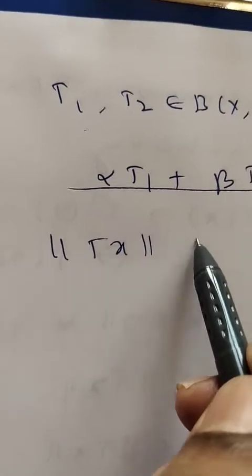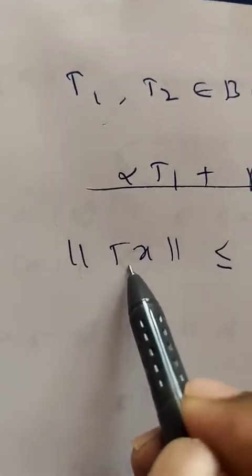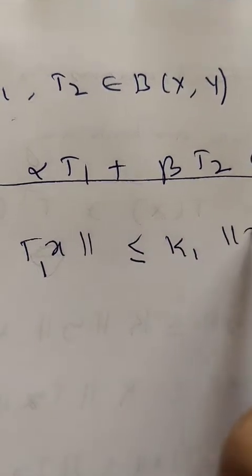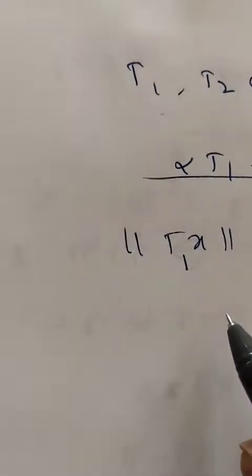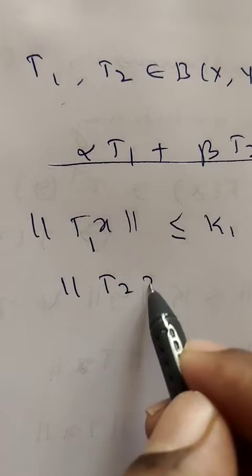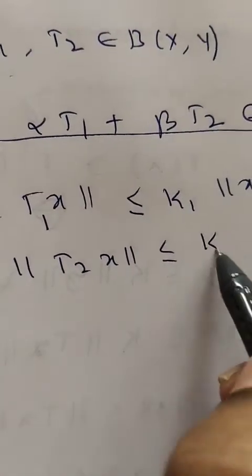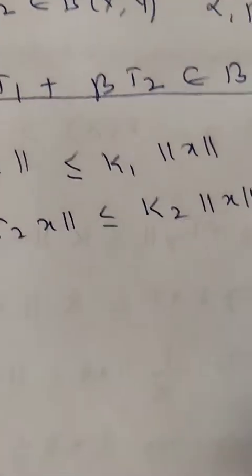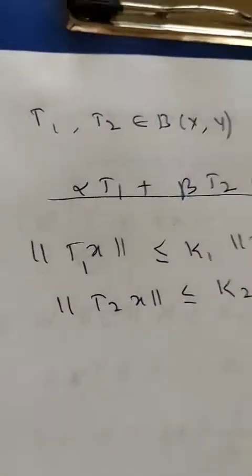Norm of T1 of x is less than or equal to some constant, say k1, times norm of x, and also T2 is bounded, which means norm of T2 of x is less than or equal to k2 times norm of x. This holds for every x belonging to X.